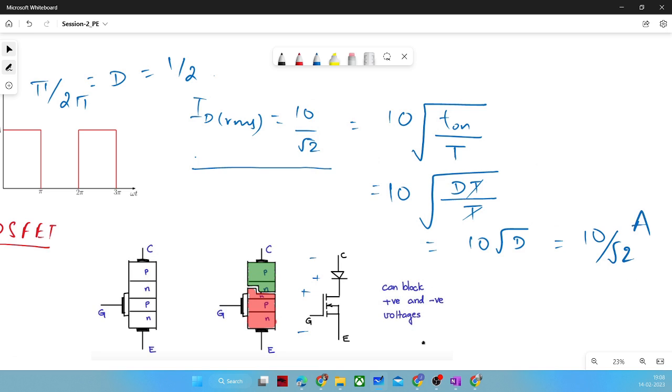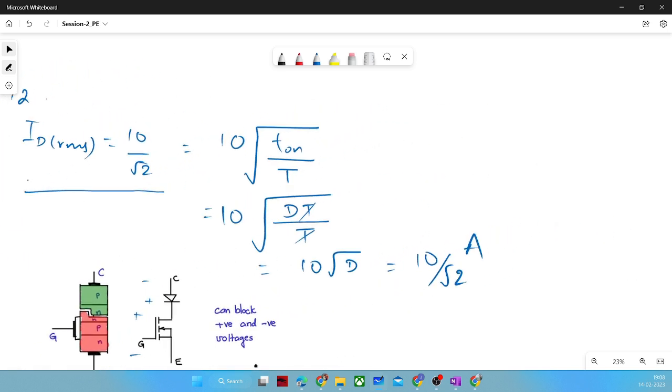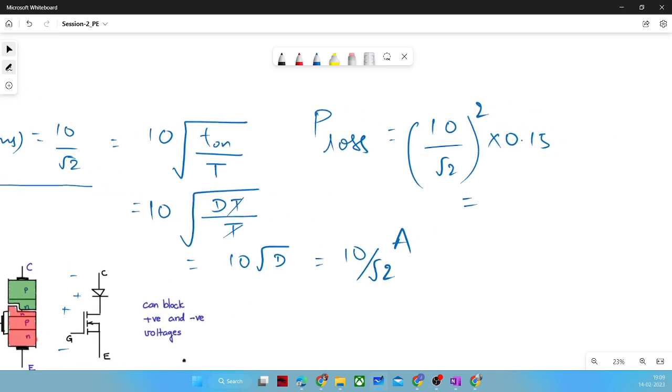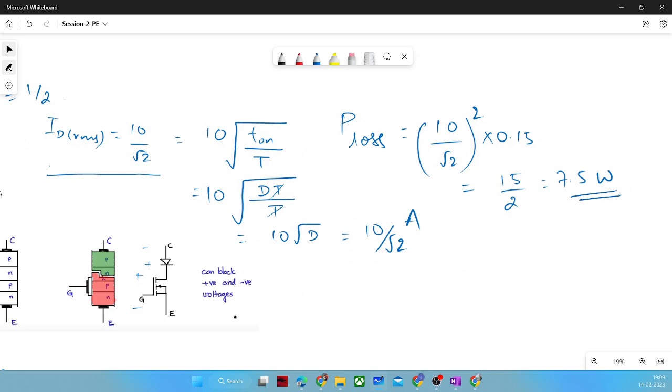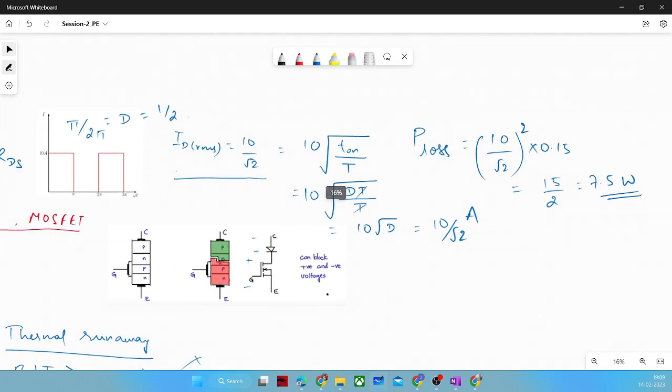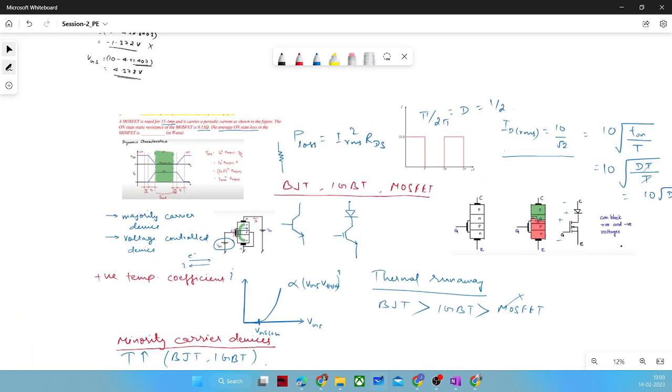That is the RMS value. Coming back to the loss, (10 by root 2) squared into RDS, which was 0.15 ohm, so you get 100 by 2 into 0.15, which is 7.5 watt of conduction loss. This will be your answer for the conduction loss. Any doubt once again in this problem?